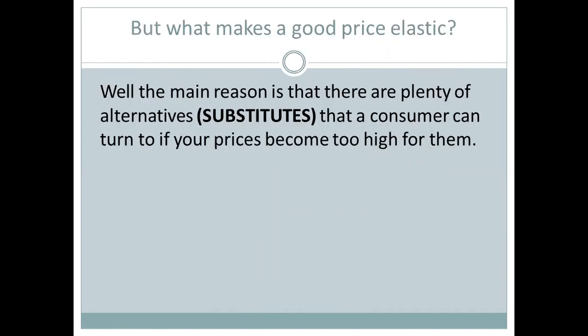But what makes a good price elastic? Well, the main reason is that there are plenty of alternatives, like substitutes, that a consumer can turn to if prices become too high for them. For example, Pepsi and Cola can give us an example.